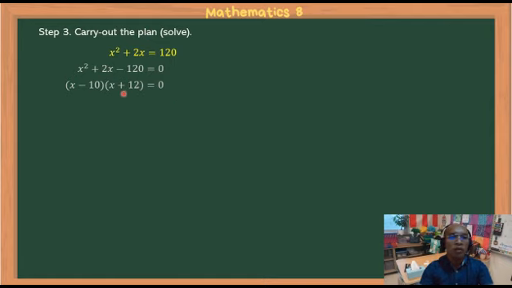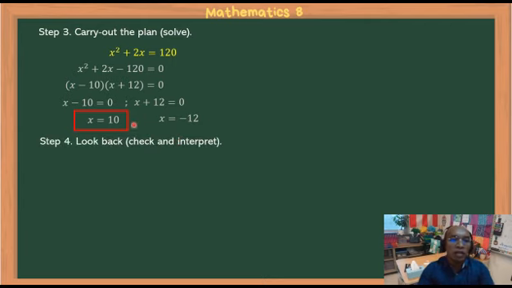So since the product of these two factors is equal to 0, we can equate each factor to 0. So x minus 10 is equal to 0 and x plus 12 is equal to 0. Solve for x, so x is equal to 10 and x is equal to negative 12. Since the problem is asking for the positive even integer, we will just take the positive 10.